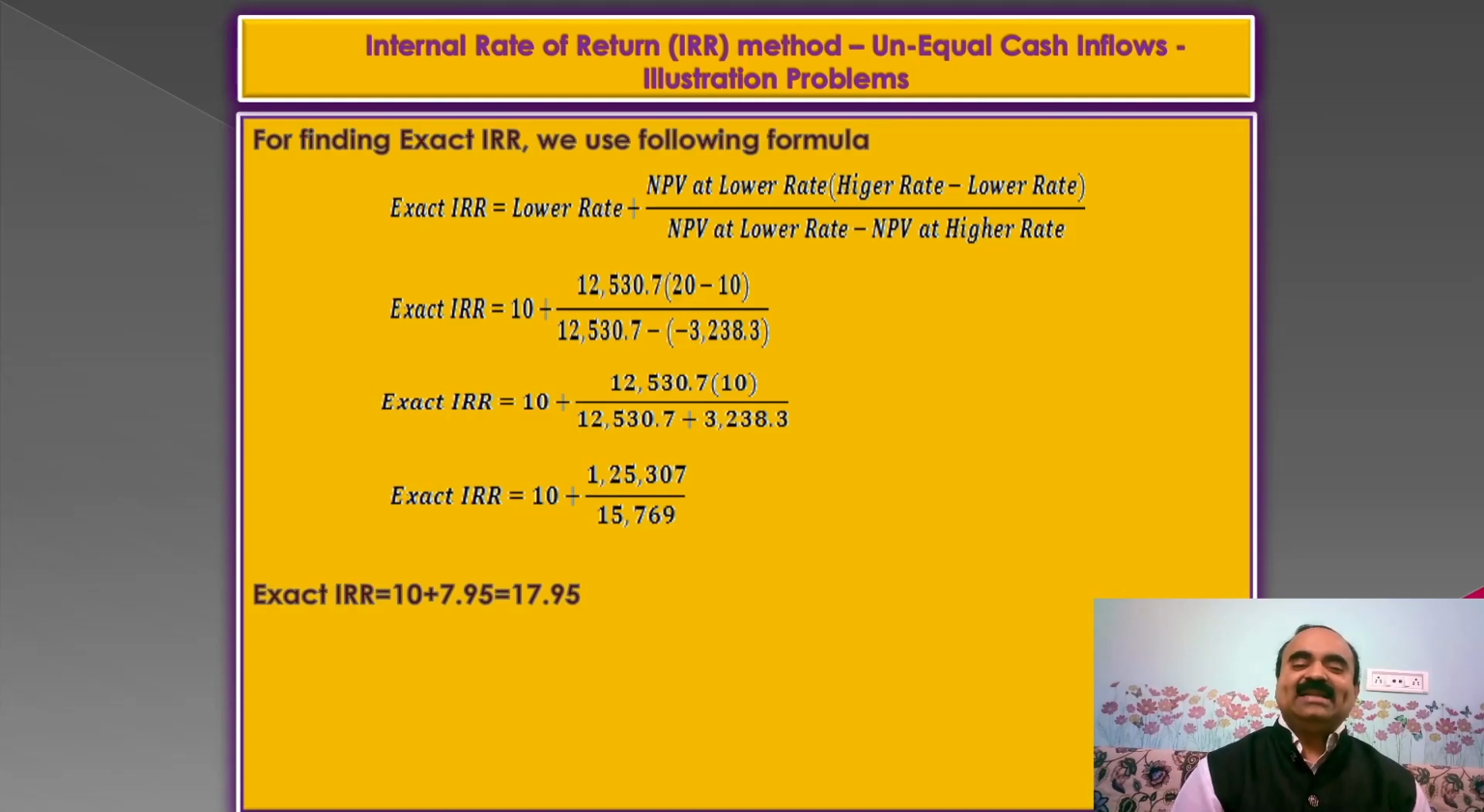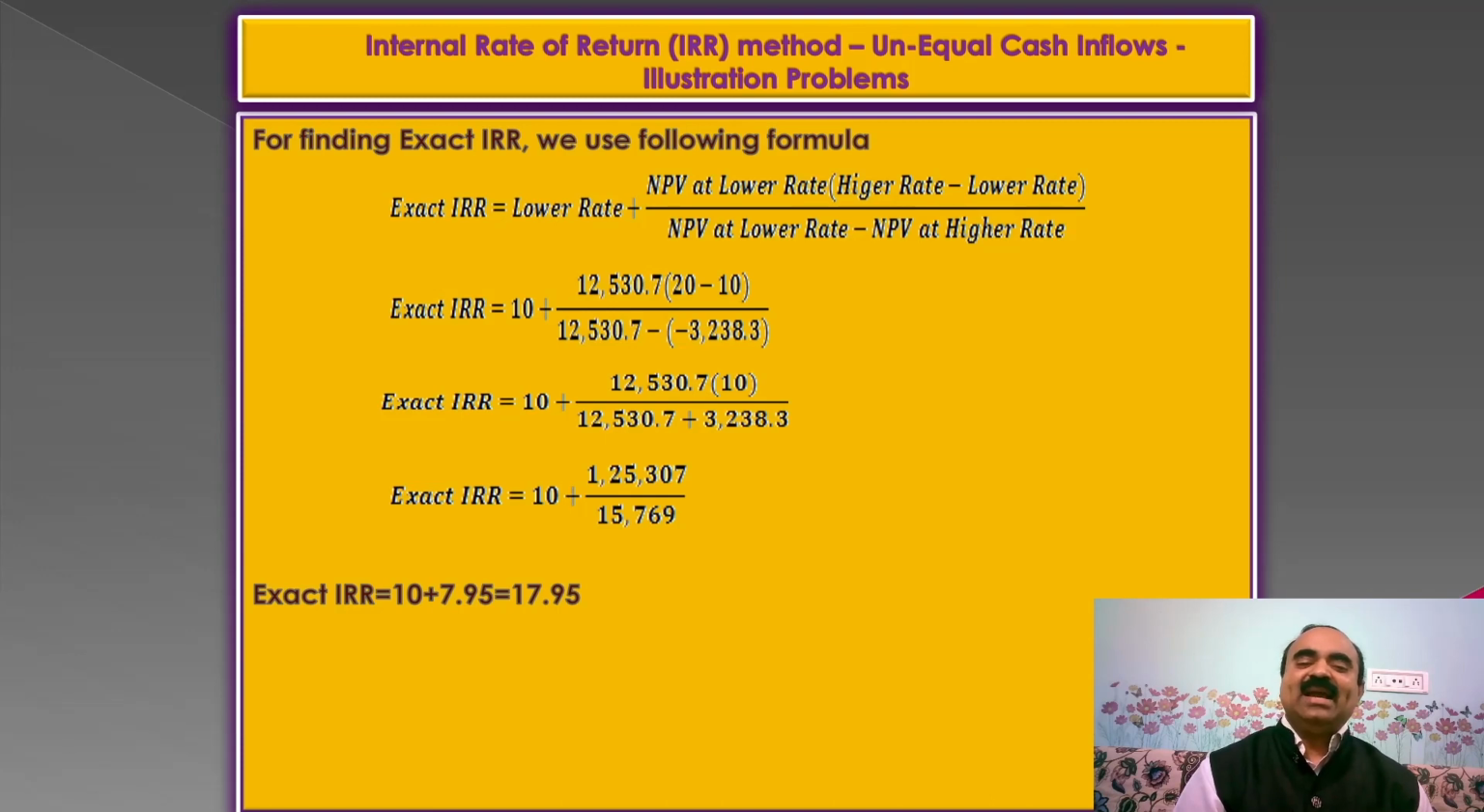For finding exact IRR, I had given a formula. Exact IRR is equal to lower rate plus NPV at lower rate into higher rate minus lower rate, divided by NPV at lower rate minus NPV at higher rate.